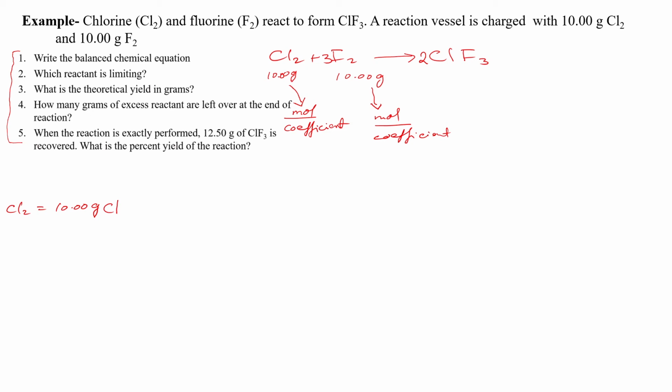To convert grams to moles, we need molar mass. And the molar mass of chlorine you can get from a periodic table. So 1 mole of chlorine, one atom of chlorine is 35.45 grams, and we have 2 Cl, so we are going to multiply it by 2. We'll get 70.90 grams of Cl2.